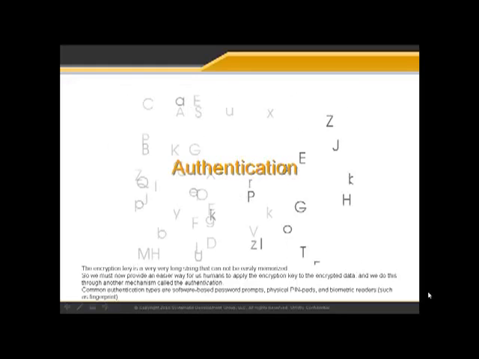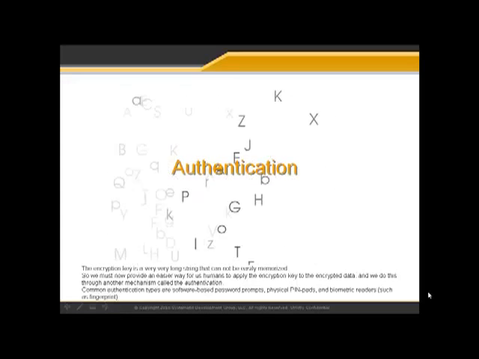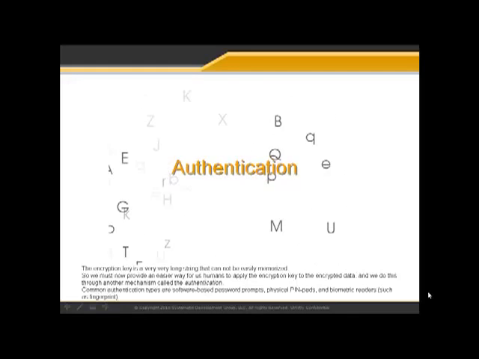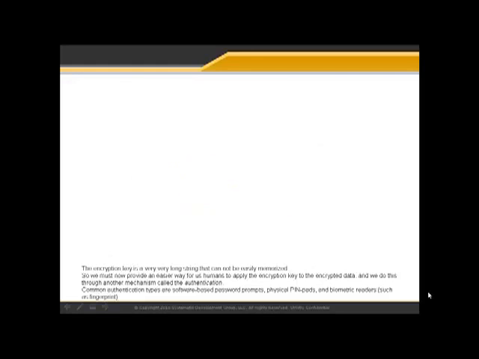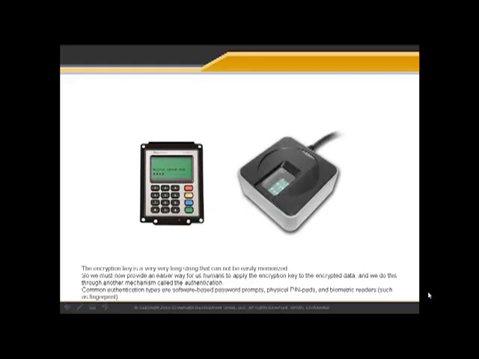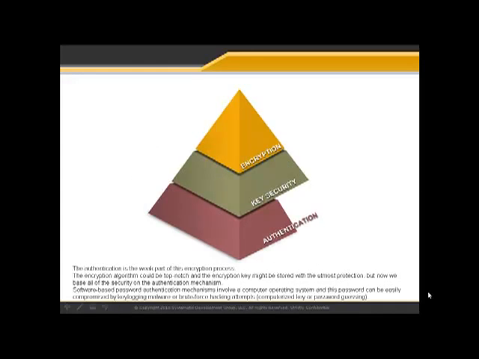And we do this through another mechanism called authentication. Common authentication types are software-based password prompts, physical pin pads, and biometric readers such as fingerprint. The authentication is the weak part of this encryption process. This encryption algorithm could be top-notch and the encryption key might be stored with the utmost protection, but now we base all of the security on the authentication mechanism.